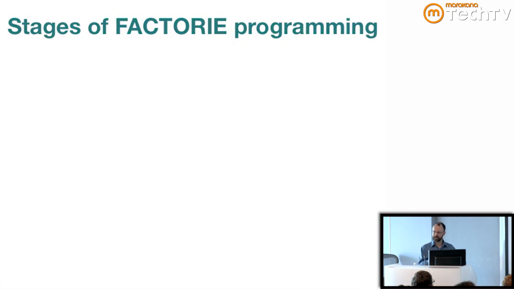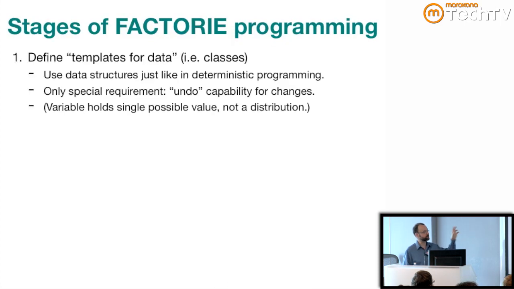So the way to think about writing a probabilistic model in FACTORIE comes in certain very distinct stages that correspond to this kind of separation I was just talking about. First, you define what you think of as templates for the data, or these are actually just classes to represent random variables. And you can use a lot of data structures that you would use in deterministic programming, which is a bit unusual for people who are used to more basic graphical models. And only one special requirement for doing sampling-based inference is that you provide an undo capability on the setting of these variables. Think about them almost like transactions. So you can say, I propose to make this change to my configuration, and then you can undo that.